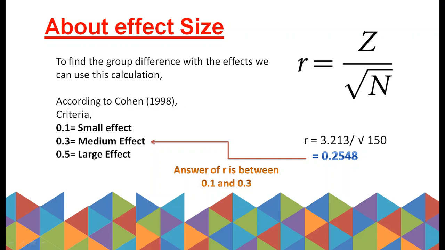For this effect there are 3 criteria: small, medium or large. If your answer is 0.1 or less, it indicates a small effect between the selected variable across the categories. If your answer is between 0.1 and 0.3, it means there is a medium effect. And if your answer is between 0.3 and 0.5, it means there is a large effect. Here our answer is 0.25, which falls between 0.1 and 0.3.